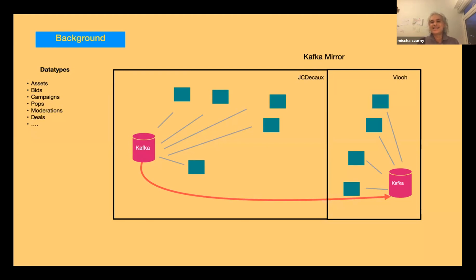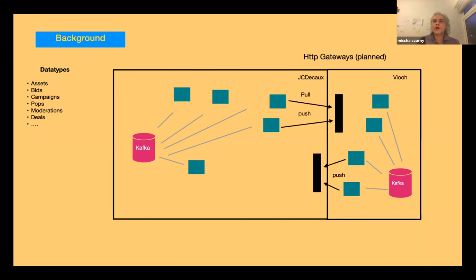However, it still doesn't feel right that two separated companies have this kind of shared infrastructure. So in the long term, this is currently not fulfilled. This mirror, I guess, will be removed, and we will go to a really nice demarcation border between the two companies. There will be HTTP gateways where the data is pushed in this direction and also in this direction.